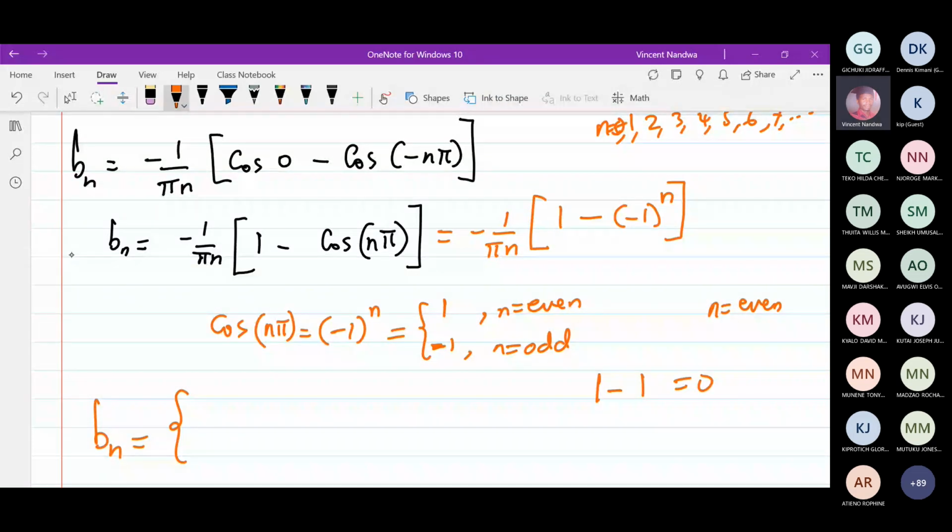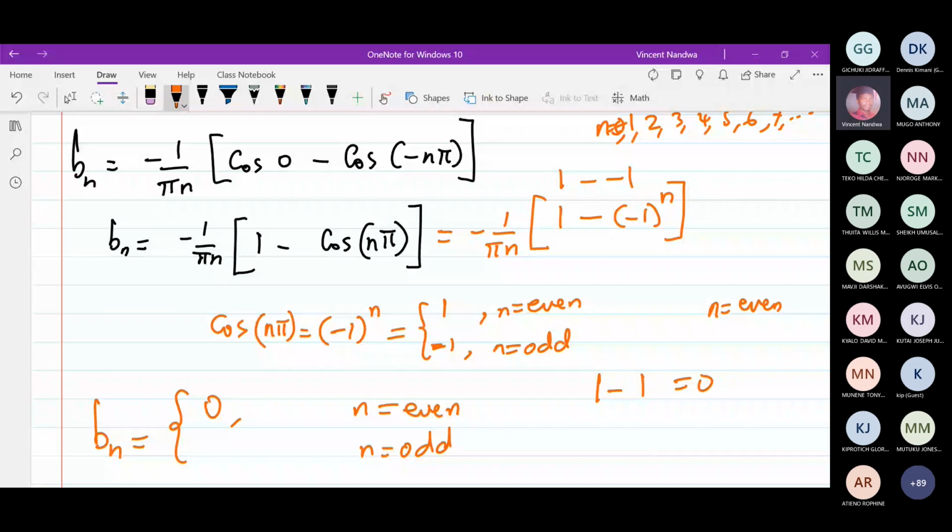Now when n is odd, what will be the value in this bracket? 2. It will give us 2 because we'll have 1 minus -1, because the value of -1 power n is -1. So minus minus plus, so 1 plus 1 is 2. 2 times the outside value, -1 over pi n, gives negative 2 over pi n. So this is the value for Bn.